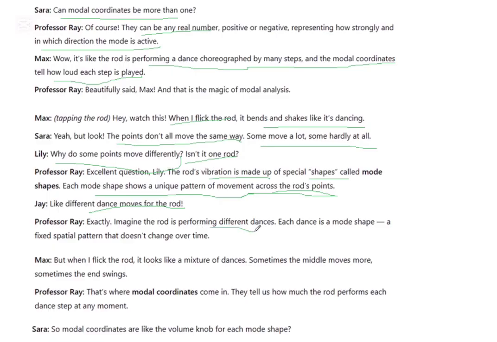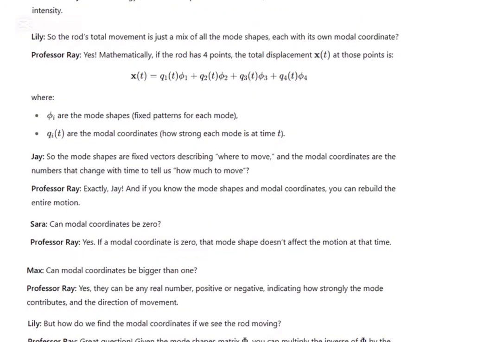Exactly. Imagine the rod is performing different dances. Each dance is a mode shape, a fixed spatial pattern that does not change over time. When I flick the rod, it looks like a mixture of dances. Sometimes the middle moves more, sometimes the end swings. That's where the modal coordinates come in. They tell us how much the rod performs each dance at any moment. The modal coordinates are like a volume knob for each mode shape.